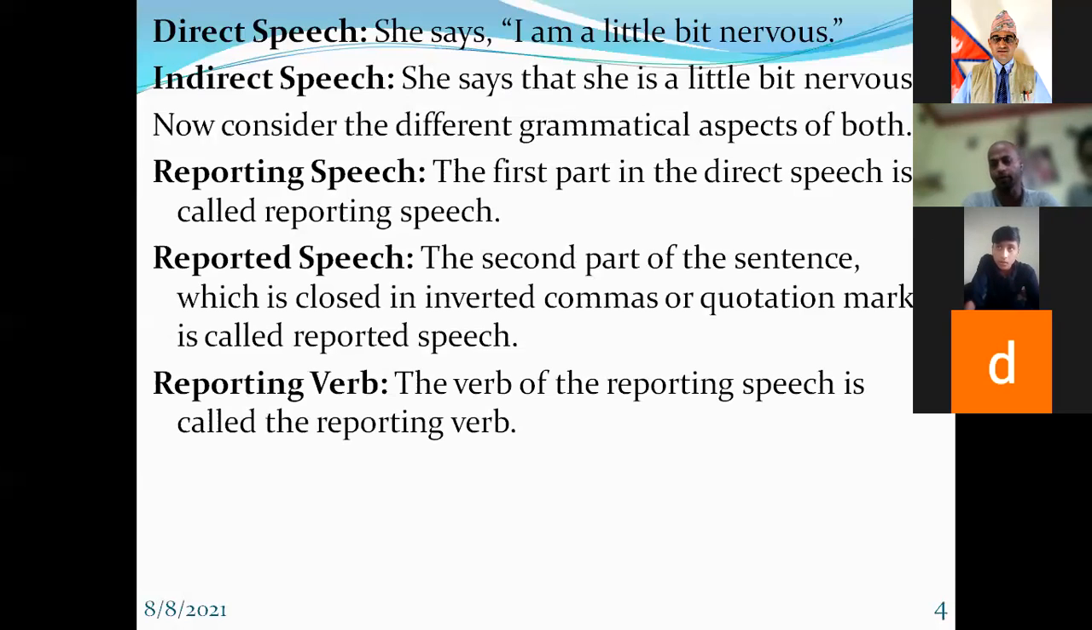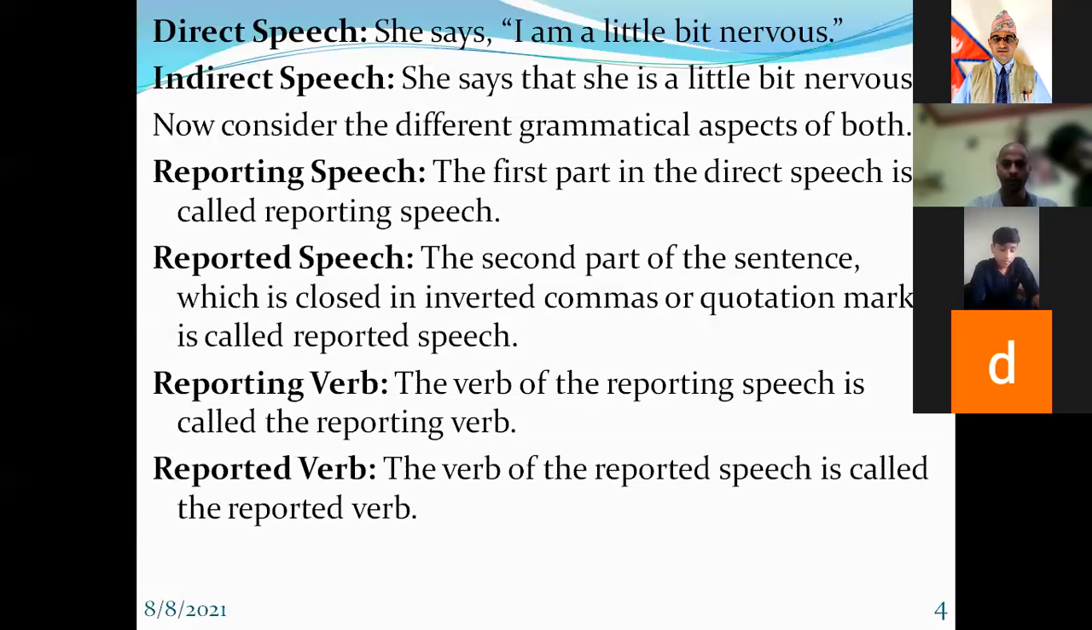Which is the reporting verb? The verb of the reporting speech, that is either an auxiliary verb or generally says or say to. Say is used generally. The verb of the reported speech is called reported verb, and reporting verb is the verb of the reporting speech.